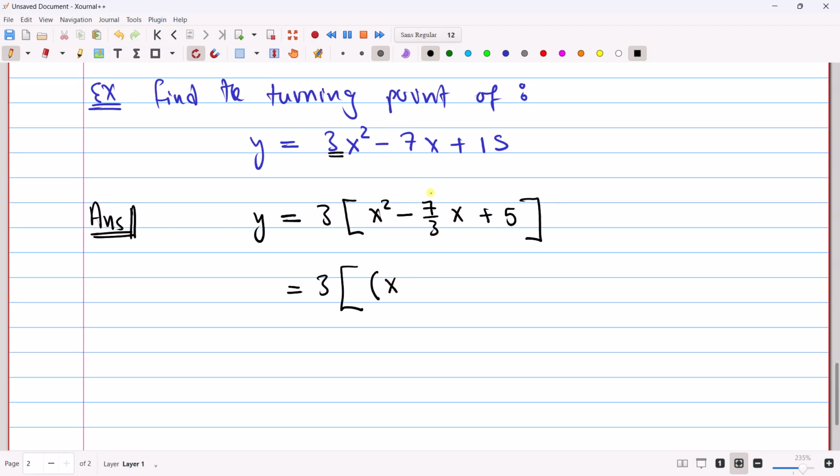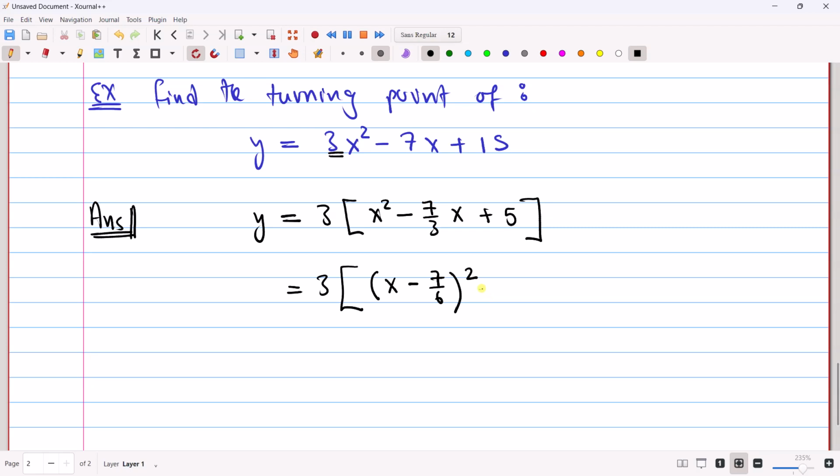Then the next thing is we check the next coefficient, which is negative 7 over 3, and we divide it by 2. Whenever you have a fraction and you want to find its result when divided by something, you simply take the divisor and multiply it with the denominator, and then you'll get minus 7 over 6. Then you close the bracket, then square.